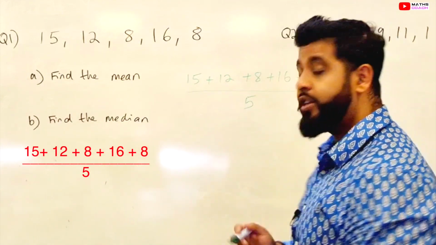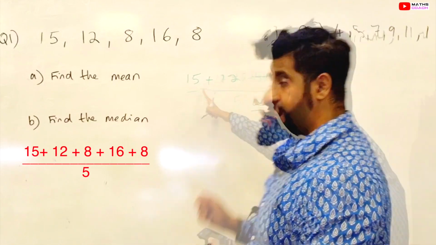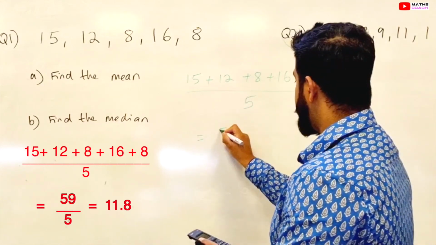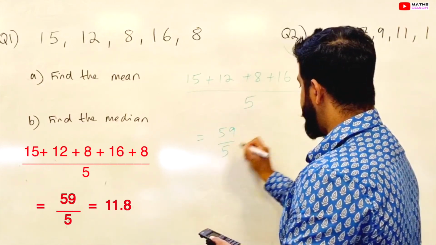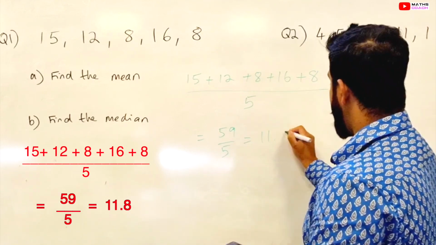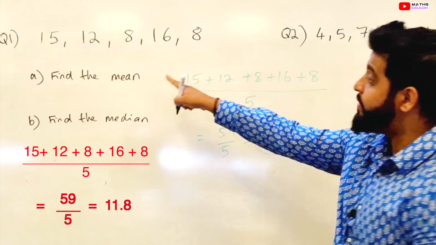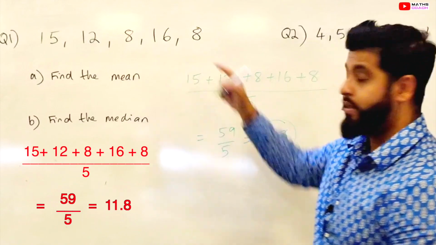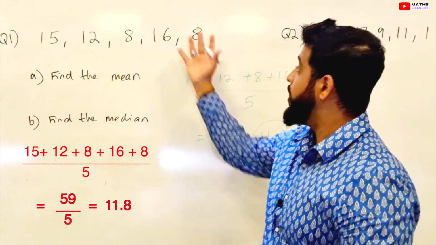You could go and reach for your calculator and type that in. And the top line here gives us 59. So 59 divided by 5. And that gives us 11.8. So 11.8 is the mean of these numbers. It's the average of these numbers.